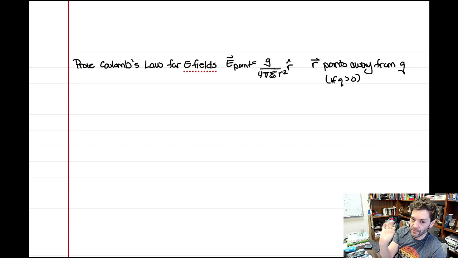We got that for a point charge because we had to assume Coulomb's law for two point particles, and we had that force, kQQ over R squared. Remember, k is just 1 over 4 pi epsilon naught.